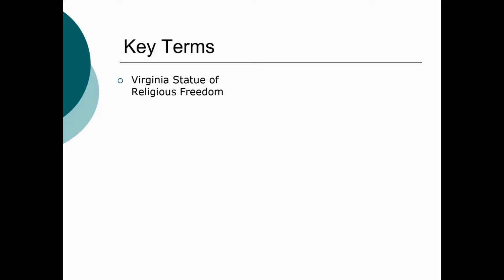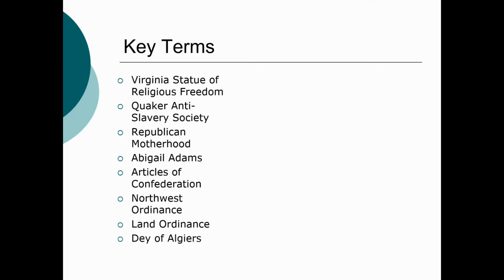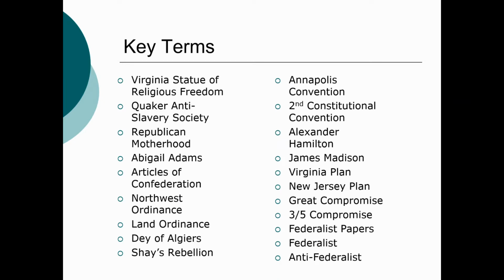Here are the key terms for today. The Virginia Statute of Religious Freedom, the Quaker Anti-Slavery Society, Republican Motherhood, Abigail Adams, the Articles of Confederation, the Northwest Ordinance, the Land Ordinance, the Dey of Algiers, Shays' Rebellion, the Annapolis Convention, the Second Constitutional Convention, Alexander Hamilton, James Madison, the Virginia Plan, the New Jersey Plan, the Great Compromise, the Three-Fifths Compromise, the Federalist Papers, and the two factions, the Federalists and the Anti-Federalists.